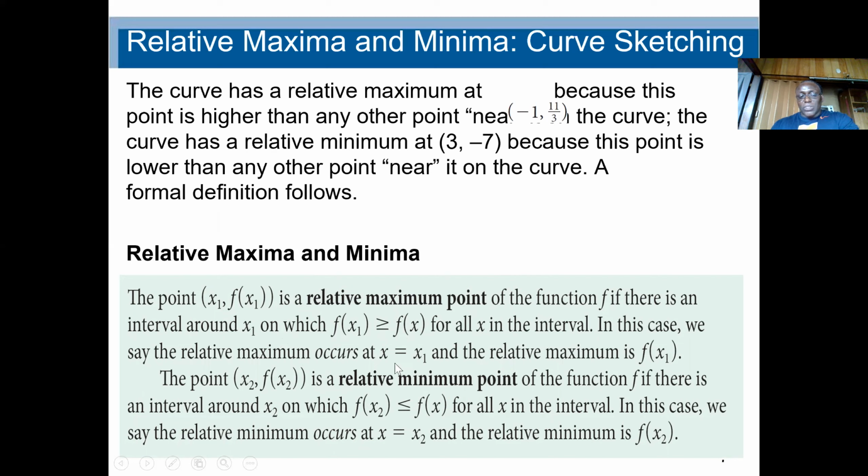So in this case, we say that the relative maximum occurs at x1, and the relative maximum is f at x1. The condition given here is that it will be a relative maximum point if we have x1 and f at x1 is greater than f at x in all the interval period.